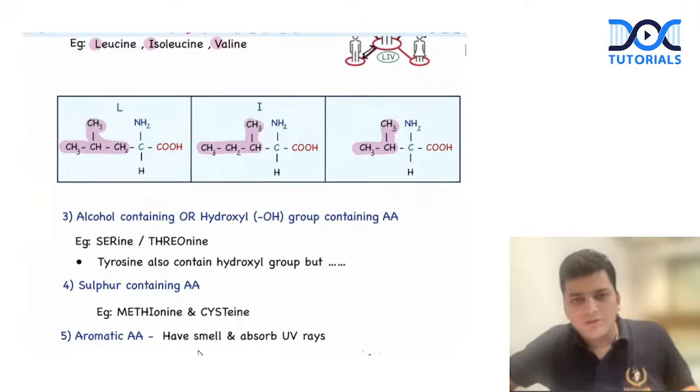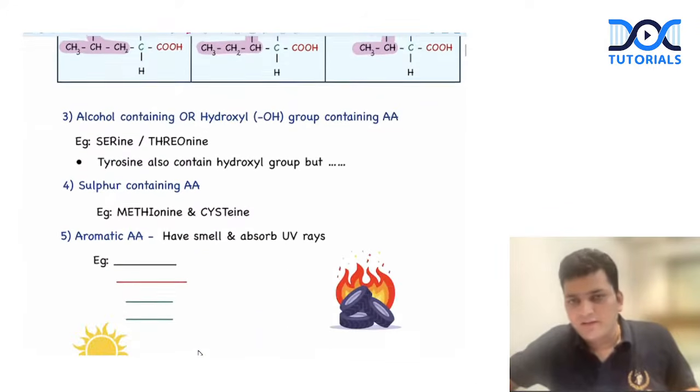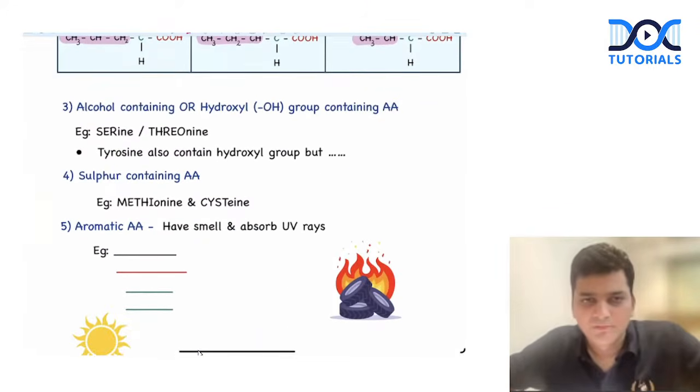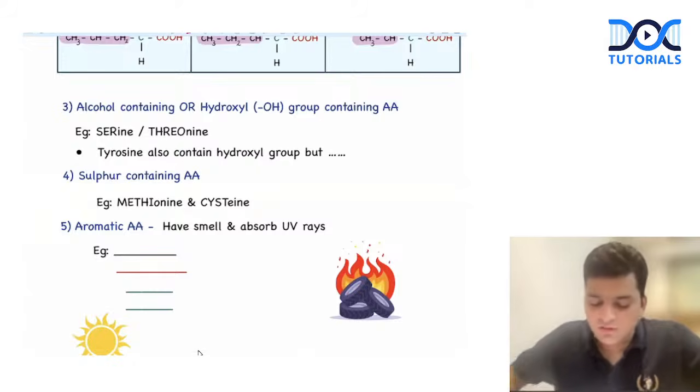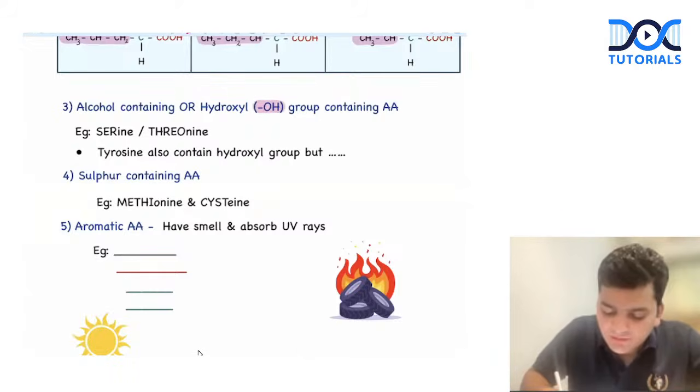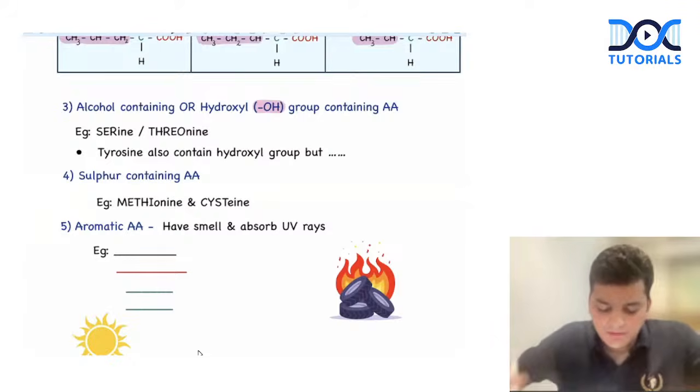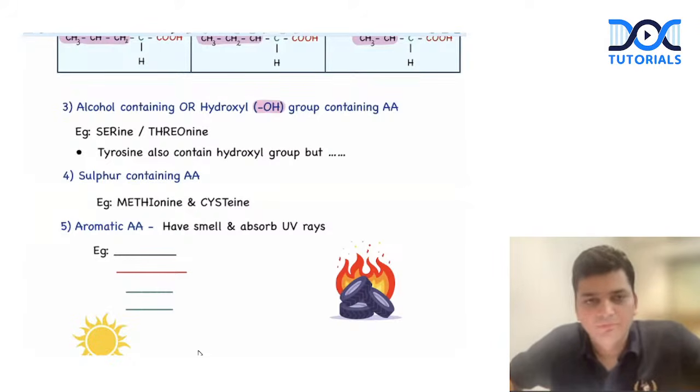Now coming to the third subcategory, that is the alcohol-containing amino acids, your favorite one. Alcohol-containing amino acid or the hydroxyl group containing amino acid. The example of them is serine and threonine.